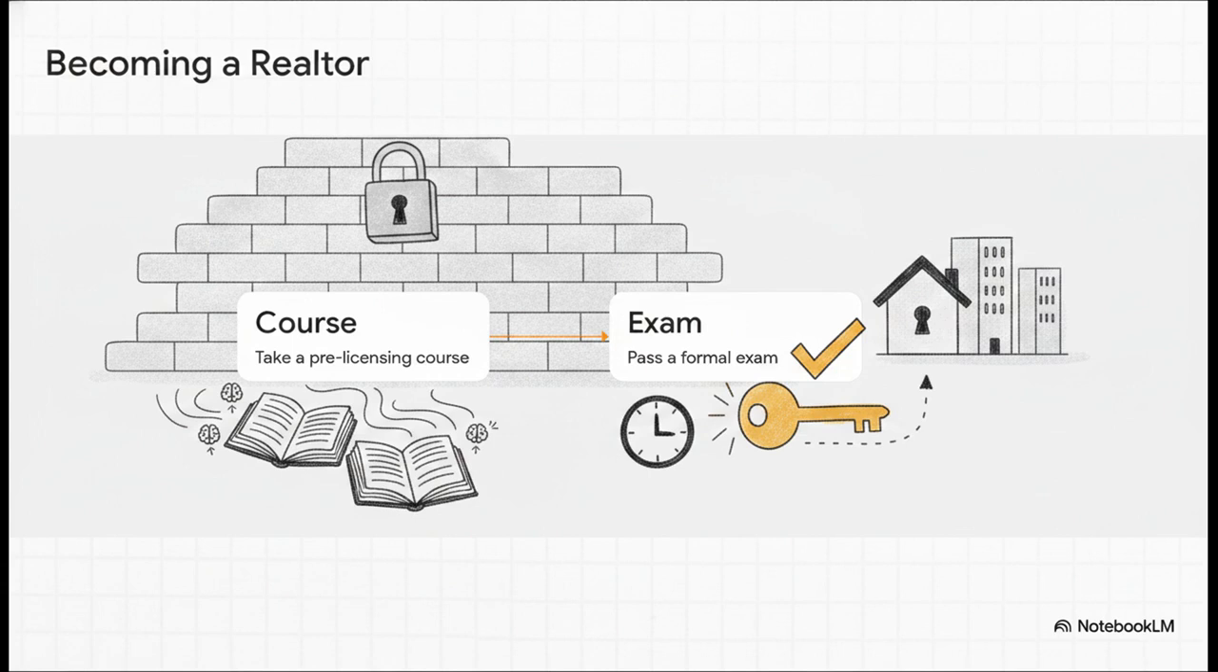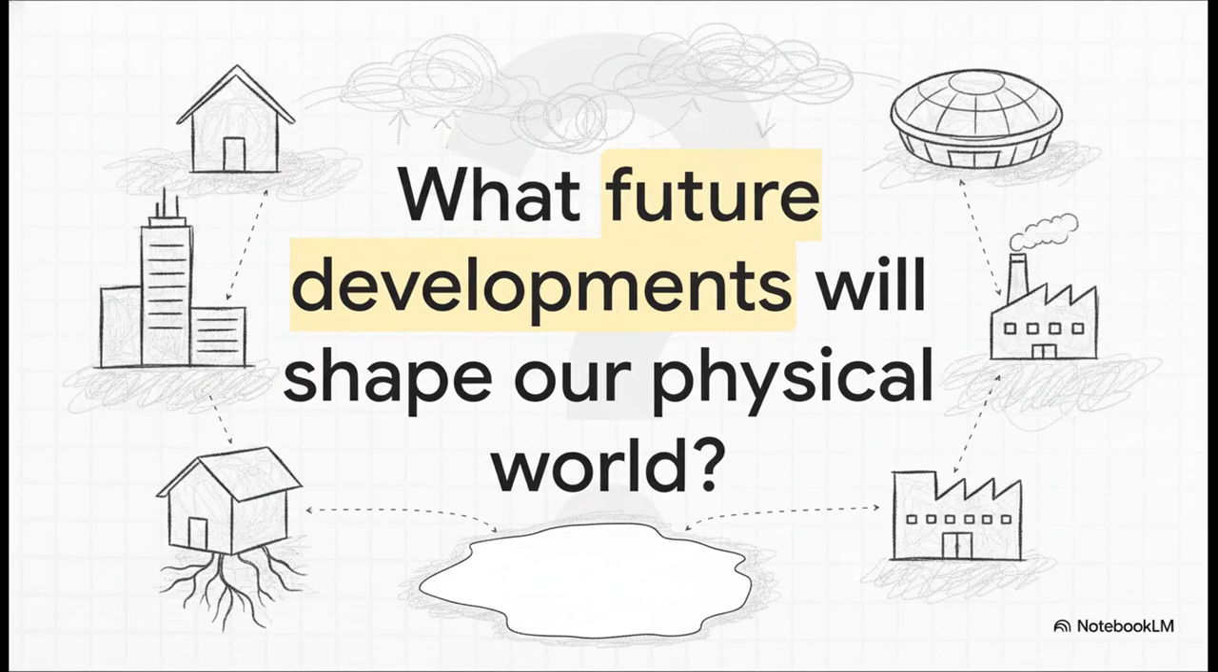For example, if you want to become a realtor in the US, the structured path requires 2 specific steps. First, taking a mandatory pre-licensing course to learn all the complex laws and regulations, and second, successfully passing a formal exam to earn your license. It's fascinating when you realize that literally every building you enter today started out as that fifth category, raw, undeveloped land.